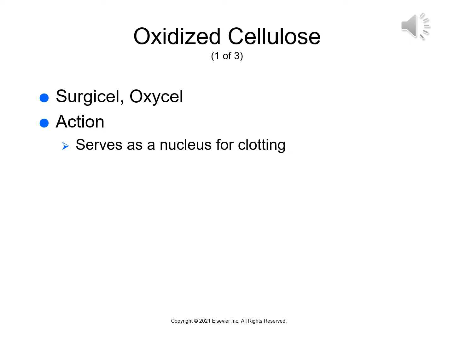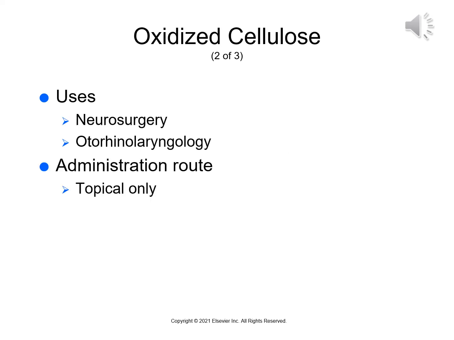Its action is not yet clearly understood, but when it's applied to bleeding surfaces, it swells and serves as a nucleus for clotting. So oxidized cellulose is used topically, often in neuro. While it's absorbable, it should be removed once hemostasis is achieved. This is something you do not want to leave in the body. Especially if you have that new knit, if you've seen new knit, yeah, you take that out because that would be a retained foreign body.